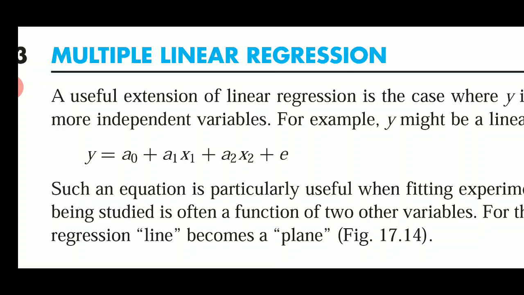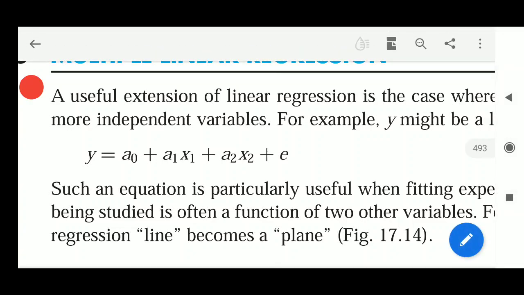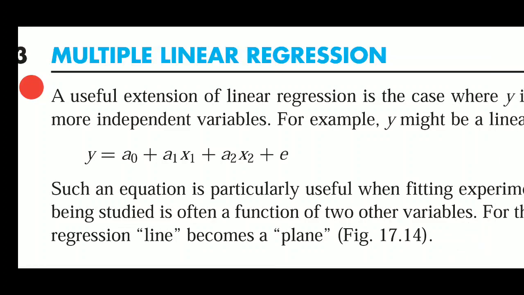Then we have seen polynomial regression, wherein we considered the second order or third order of a variable, but there also we considered only one variable, which was x. So in a second order regression, we used y is equal to a0 plus a1x plus a2x square. But in multiple linear regression, we have more than one variable. So like this, we have y is equal to a0 plus a1x1 plus a2x2 plus e.